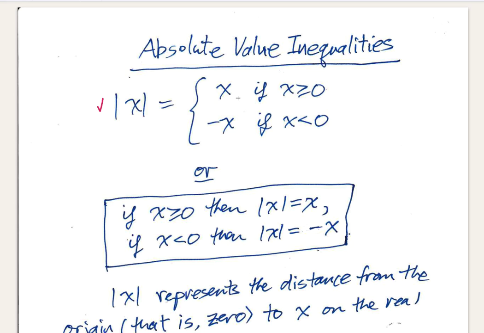It's defined piecewise. The absolute value of x is x if x is greater than or equal to 0. Okay, so non-negative. However, the absolute value of x is negative x if x is less than 0, in other words, if x is negative. Now, if x is negative here, and I put a negative sign out front of the negative, a double negative is positive, so you can see the absolute value of any negative number is positive. Therefore, looking at this, you conclude that absolute value is always greater than or equal to 0 for all real numbers.